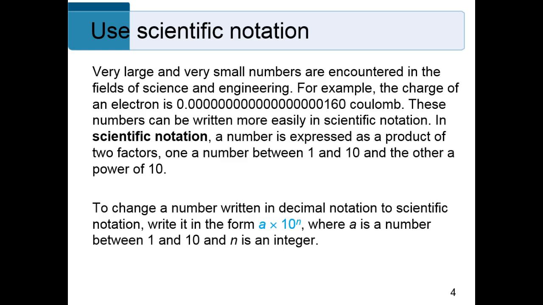So how many places do we move it? 1, 2, 3, 4, 5, 6, 7, 8, 9, 10, 11, 12, 13, 14, 15, 16, 17, 18, 19. So that determines your power of 10. You moved it to the right, meaning it was a small number, so its exponent is going to be negative. So that'll be 10 to the minus, what did I say, 19, I believe it was.